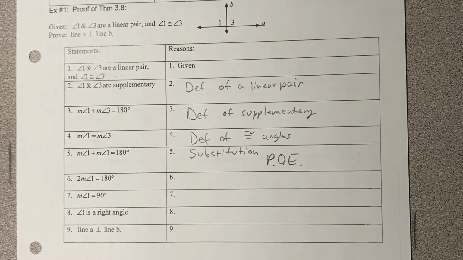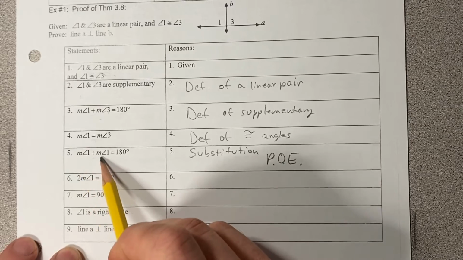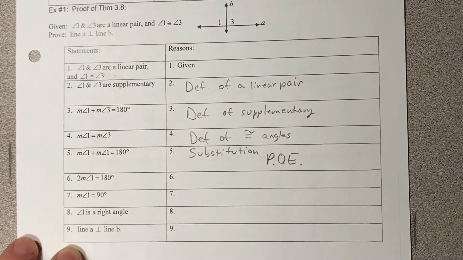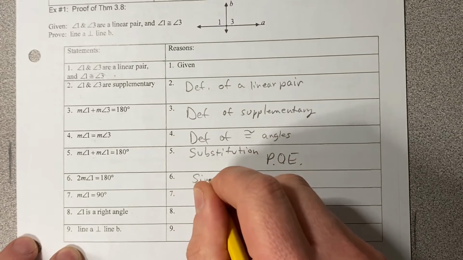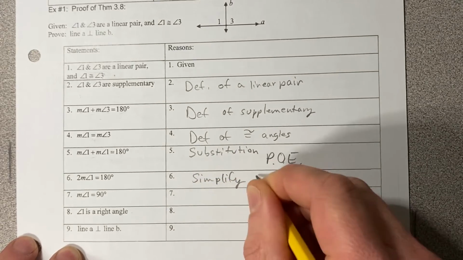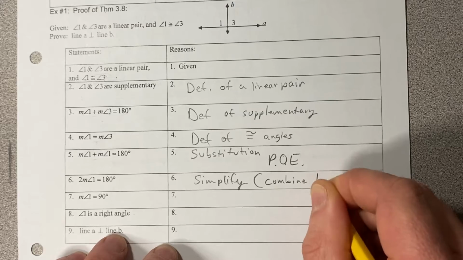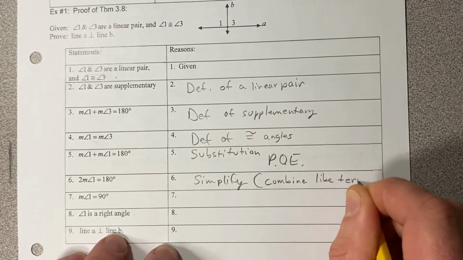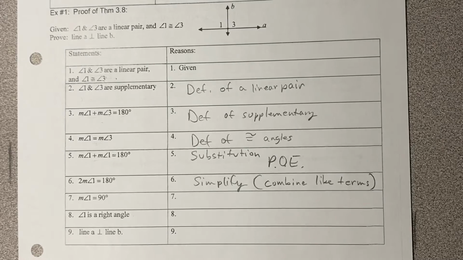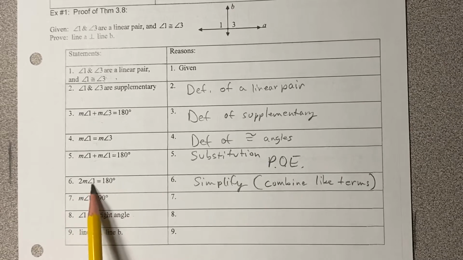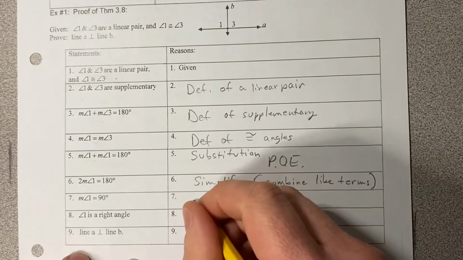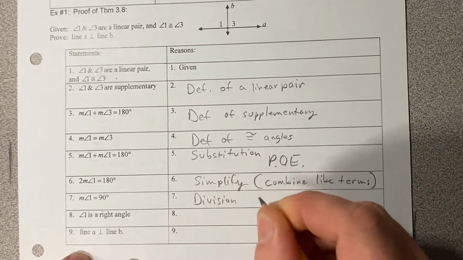And the next step comes directly from statement 5. Do you agree that measure of angle 1 plus measure of angle 1 is going to equal 2 times the measure of angle 1? Well, you could think of that as simplifying. Or you could be more specific and say that it's combining like terms. And then for the next step, to go from statement 6 to statement 7, you're going to use a property of equality. And yep, that's right, it's the division property of equality.